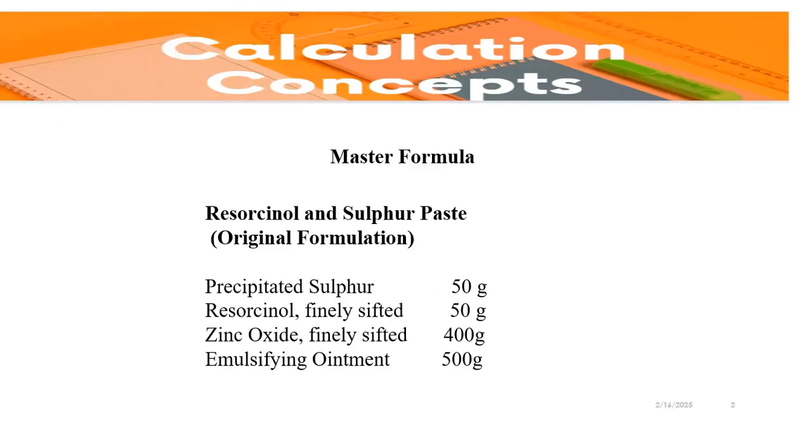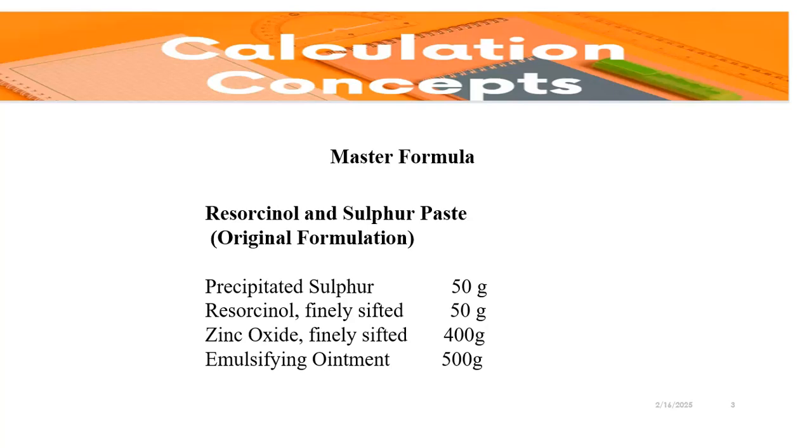Now, the model formulation we're looking at is Resorcinol and Sulphur paste. This is the original formulation taken from the Cooper and Gunn's, which is precipitated sulfur 50 grams, Resorcinol 50 grams, zinc oxide 400 grams, and emulsifying ointment 500 grams.